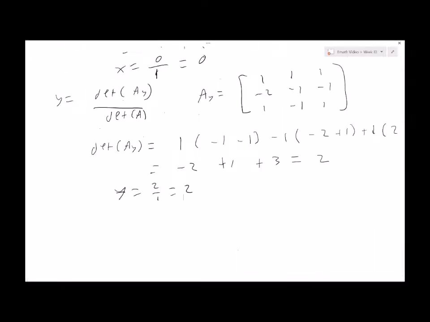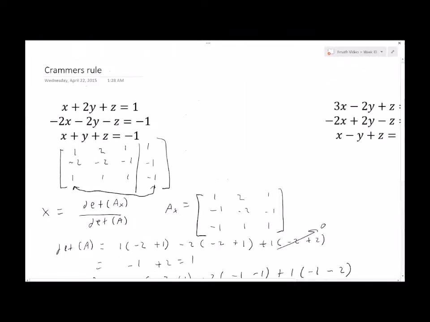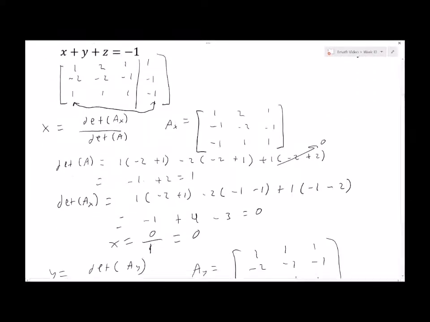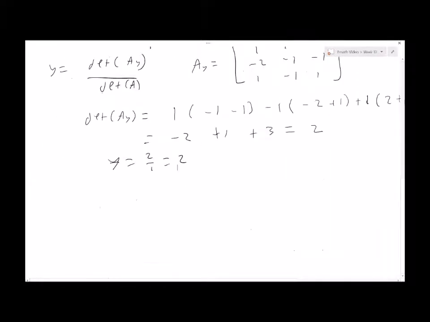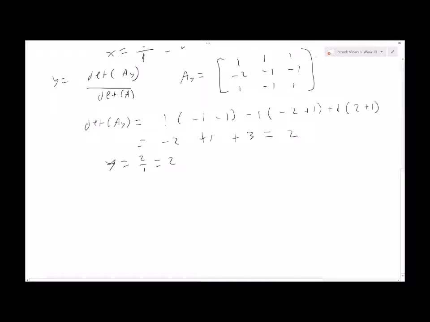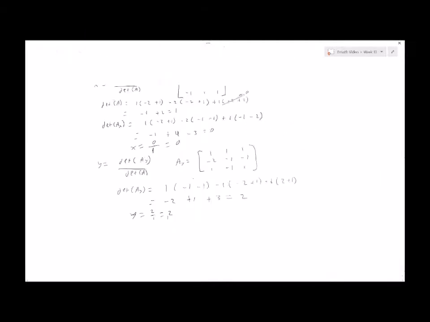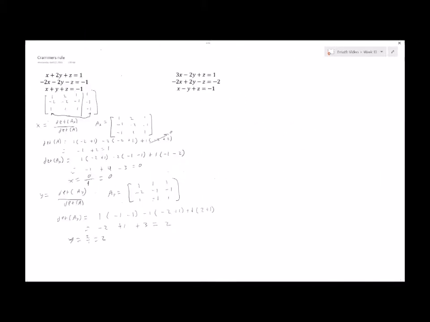You'll probably be given the determinant of A, so you only have to find one of these values, not all three, which would be a little time-consuming. But let me just solve z real quick so I can see it done one more time.